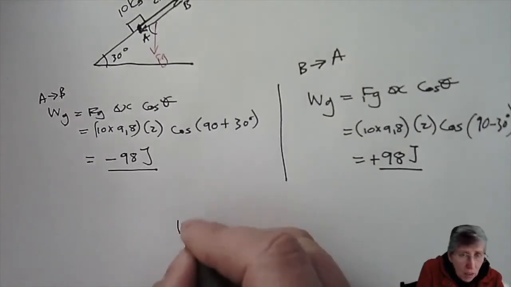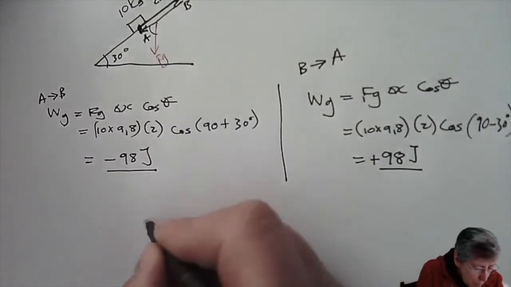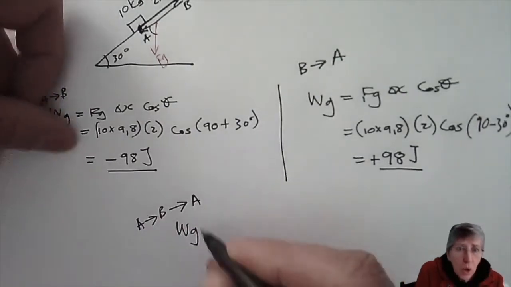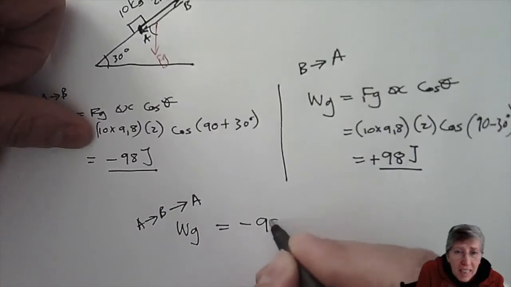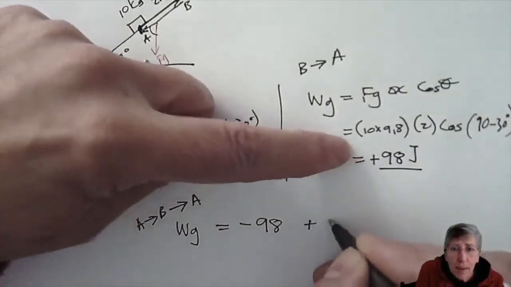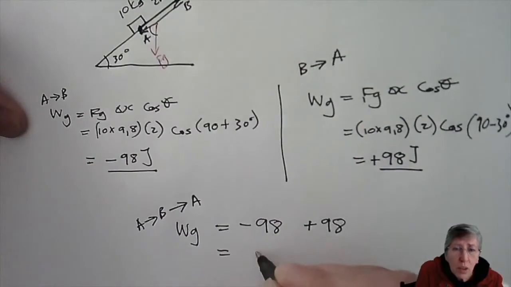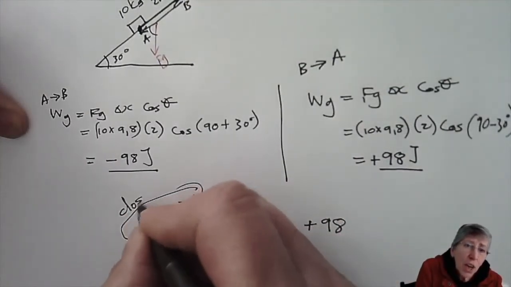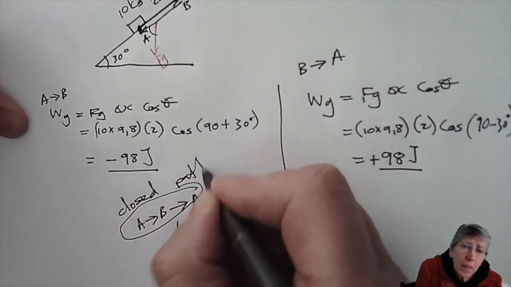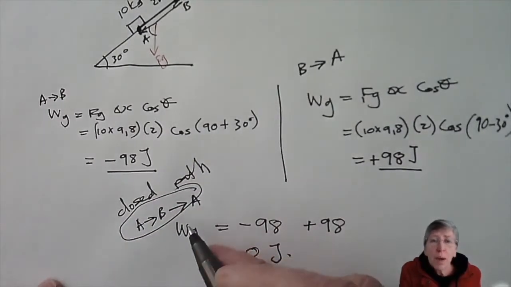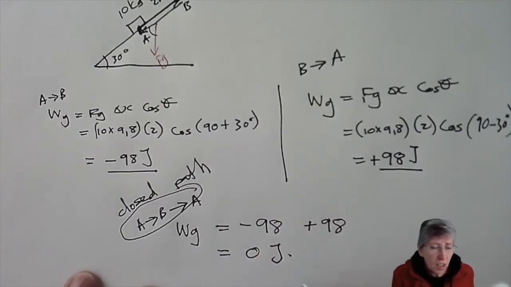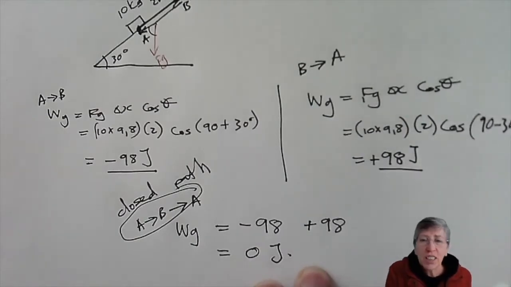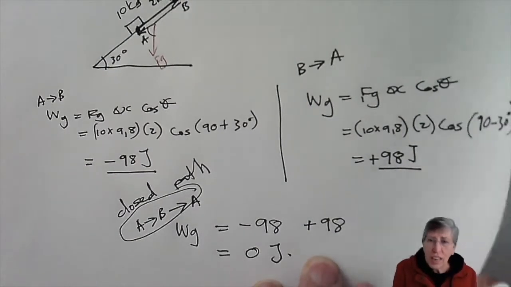So let's talk about the whole movement. If I move from A to B and back to A, the work done will be minus 98 and then plus 98. So altogether the work done will be 0 joule. So if I have a closed path, then the total work done by my conservative force is 0 joule. So there you go, guys. That was the 2 definitions, and to be sure, they are really true.